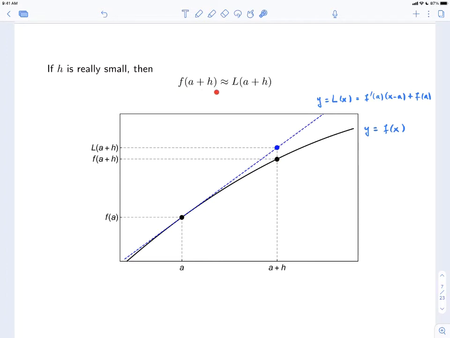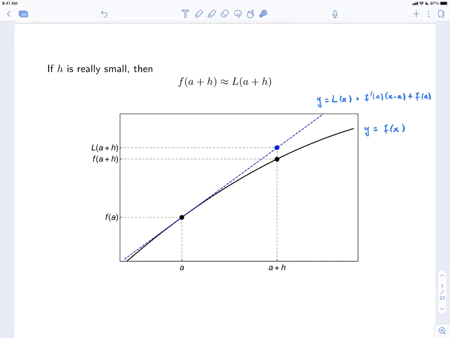Keep in mind that f at a plus h is the output value. That means it's the y value. L at a plus h is also the y value. So what we're really talking about when we say that these outputs are close, we're talking about the vertical distance between these 2 points. We're talking about the difference in the y values. This vertical distance is our error. It's the difference between the actual y value, which is over here, and the y value that we get using the tangent line approximation, which is here. That difference, that error, is this vertical distance between these 2 points.